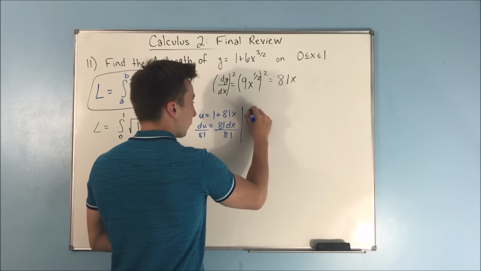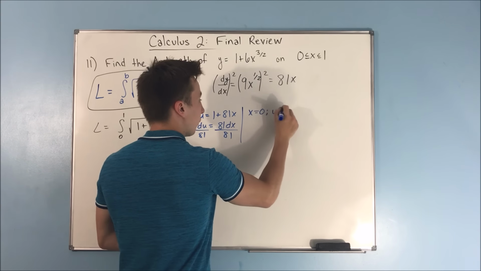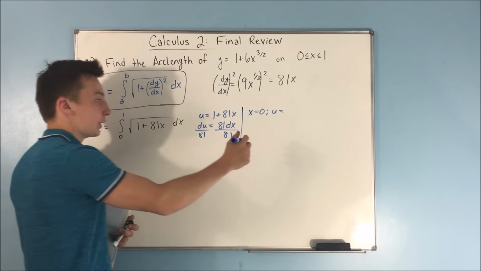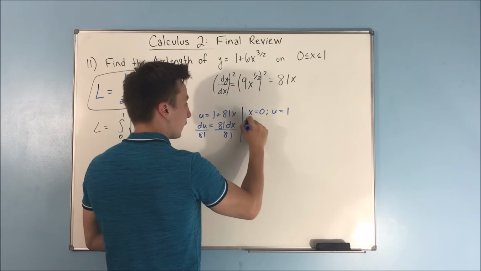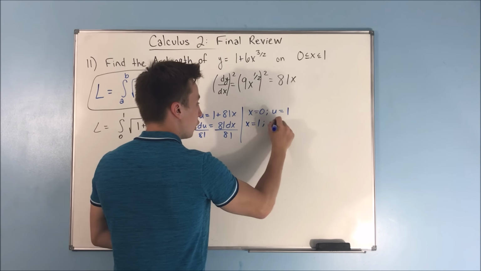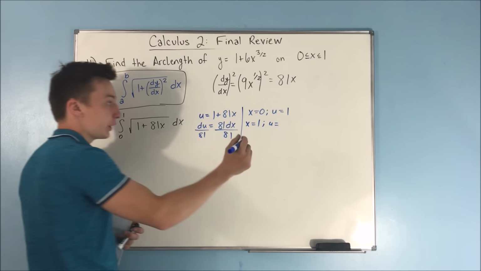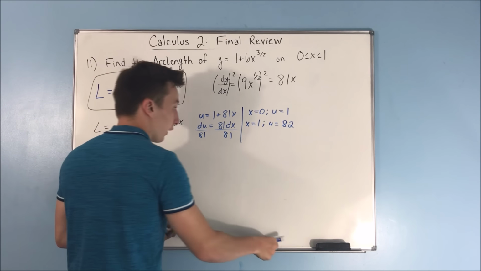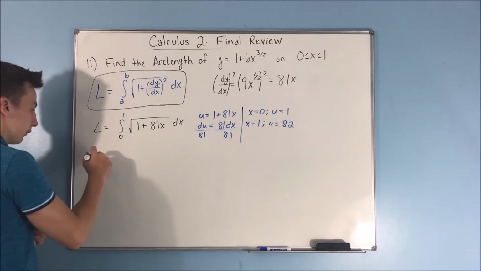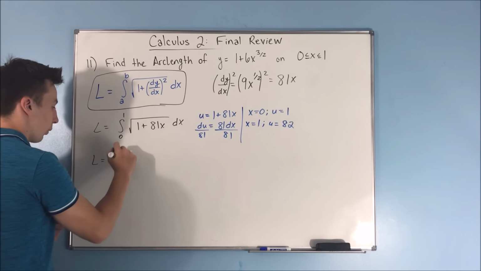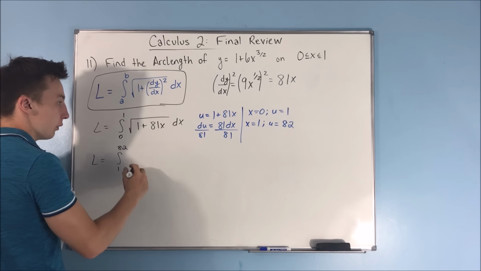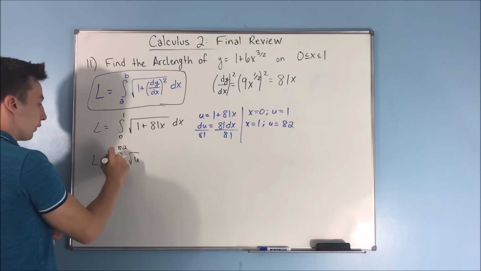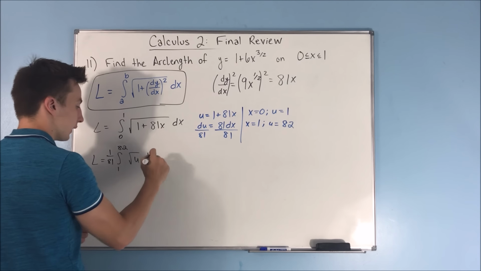So when x equals 0, what will u equal? Well, u is going to be 1 plus 81 times 0, which is just 1. And when x equals 1, u equals 1 plus 81 times 1, which is 82. So we're now integrating from 1 to 82. So we have the integral from 1 to 82 of rad u times du over 81. So we can write a 1 over 81 out here and a du on the inside.